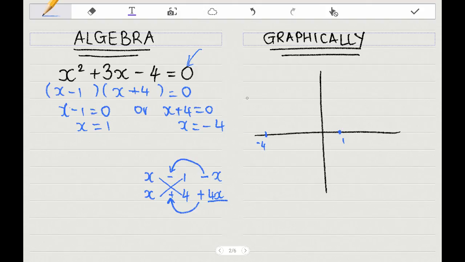This is an upward parabola. Roughly speaking, it would look something like that. So that's what we've plotted, the x-intercepts.